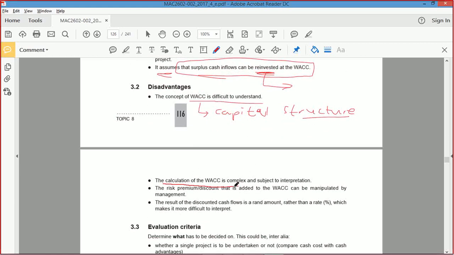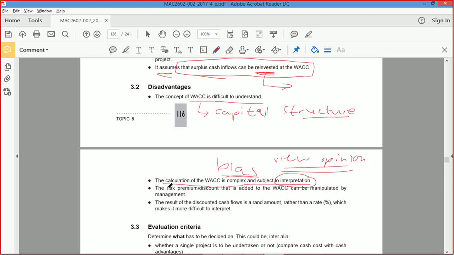Something else, calculation of WACC is complex and subject to interpretation. Okay, remember, nothing is set in stone. It's just someone's view. It's someone's opinion. Okay, no one can predict what's going to happen in the future, but you can have a view. Okay, so you think this will happen. You think that will happen. Right, it's subject to interpretation. So there could be some bias in the calculation.